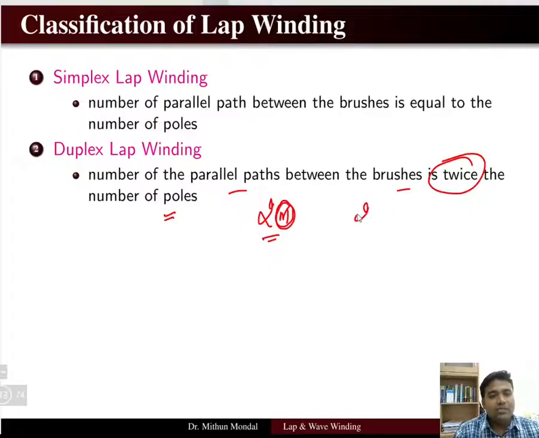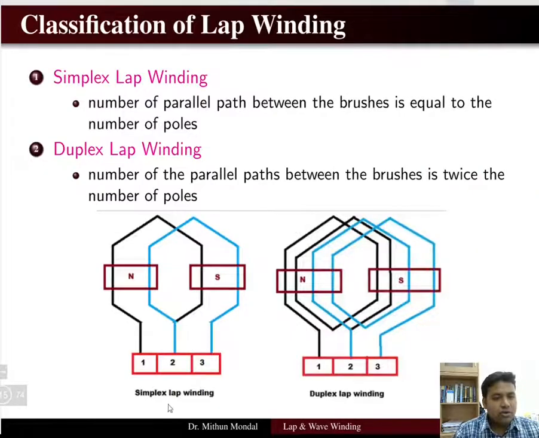If you have a simplex, then it is equal to 2 into 1. If you have a duplex, then it is equal to 2 into 2. So depending upon the number of poles you have, you will be classifying this. So let us see here: you have a simplex lap winding, and a duplex lap winding.